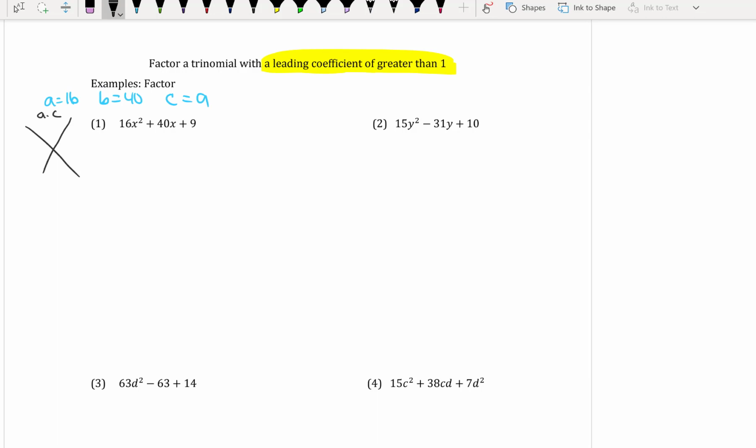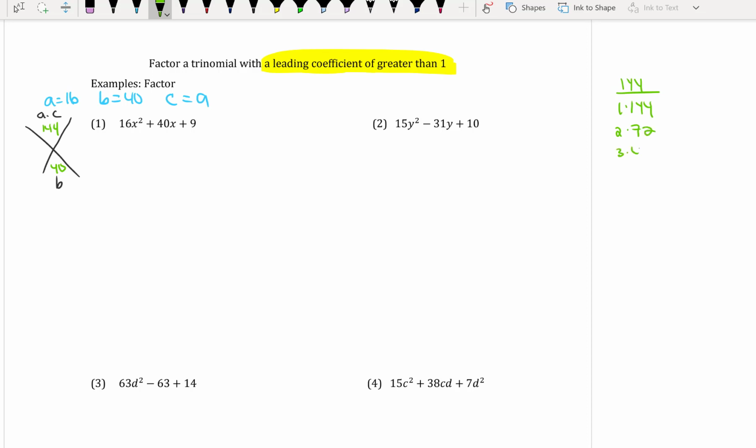So I have my A times my C and my original B down here. A times C would be my 16 times my 9. That'll give me 144. And I also have my B value, which is 40. So I want 2 numbers that multiply to 144 but add up to a positive 40. So I'm going to use my scratch paper over to the side. So I have 144. I know 1 times 144 is 144, and also 2 times 72 is 144.